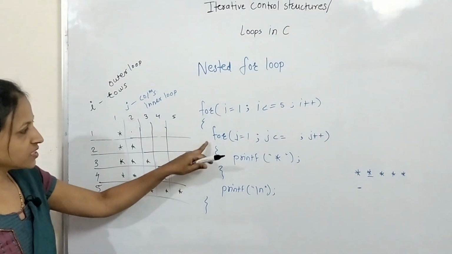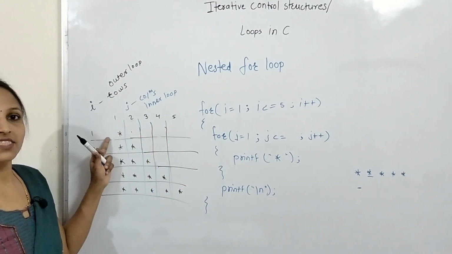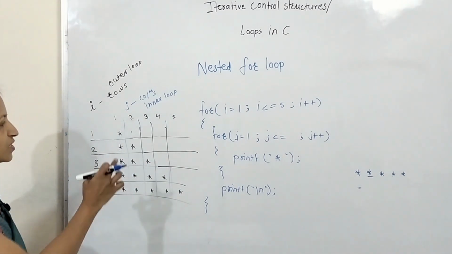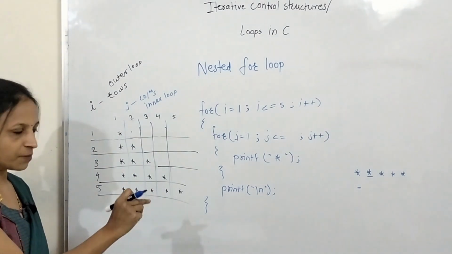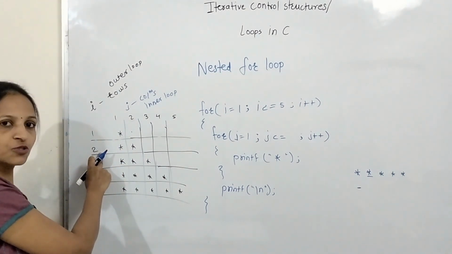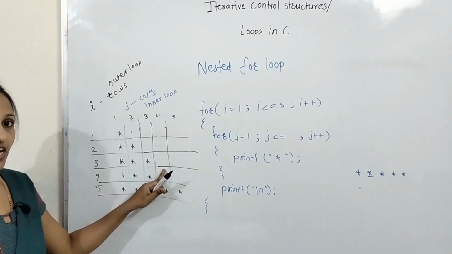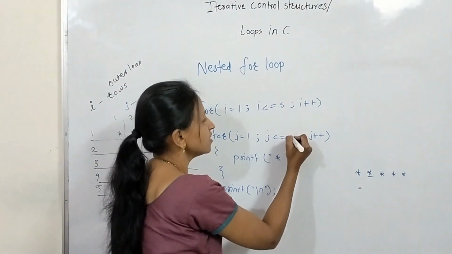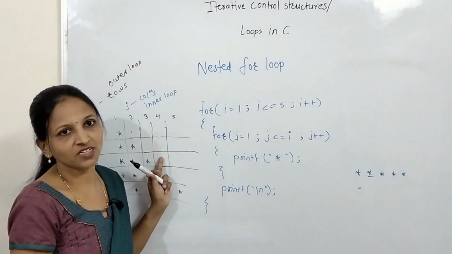Means how many times should this inner loop get executed? For the first row it should get executed 1 time, for the second row 2 times, for the third row 3 times, means i times it should get repeated. Whenever value of i is 1, I display 1 star. Whenever value of i is 2, 2 stars. Whenever value of i is 3, 3 stars. That's why this loop should get executed i times. That's why I will write here 1 to i. Automatically you will get this pattern displayed on the screen.